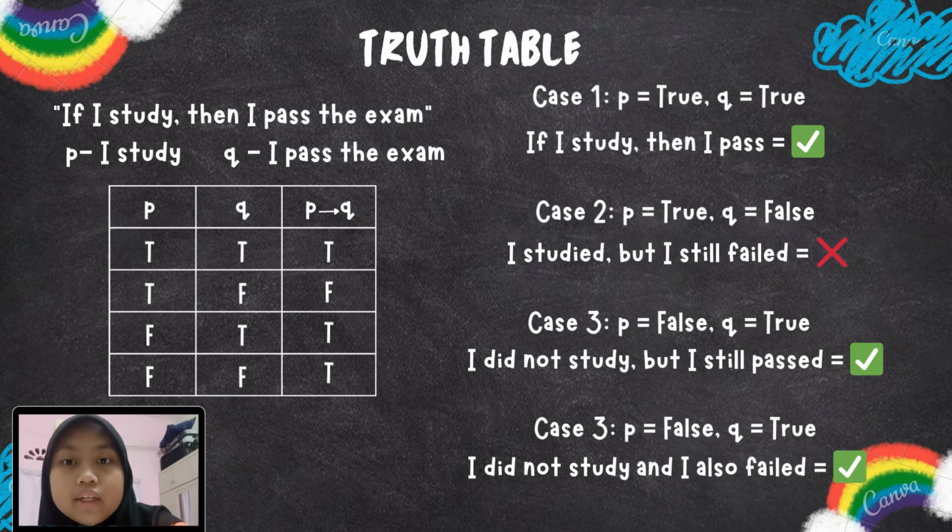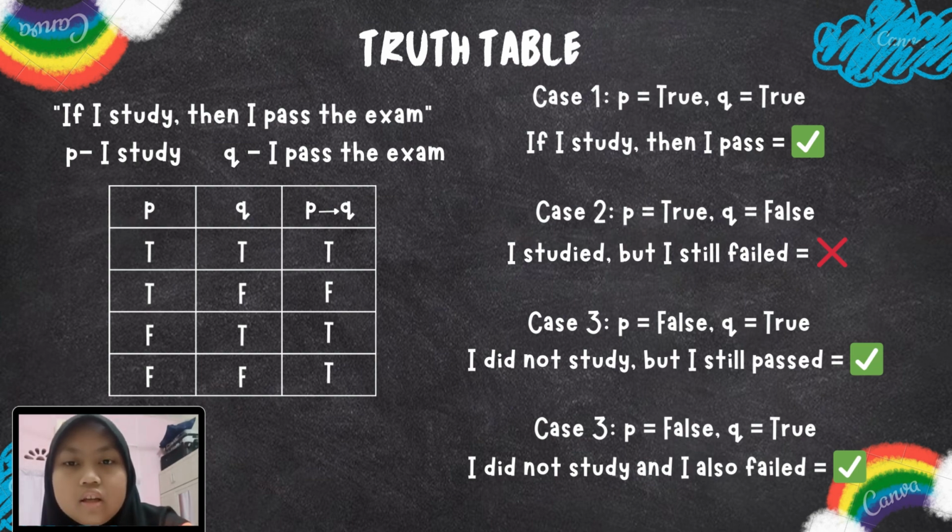Okay, next for case 2, which is P true and Q false. In this case, P is true, but Q is false. This means I studied, but I still failed. So, the statement if I study, then I pass, which is our original statement, is false because the promise is broken. So, in the table, it will be T, F, and F. As you can see, this is the only situation where a logical implication becomes false because the promise is broken.